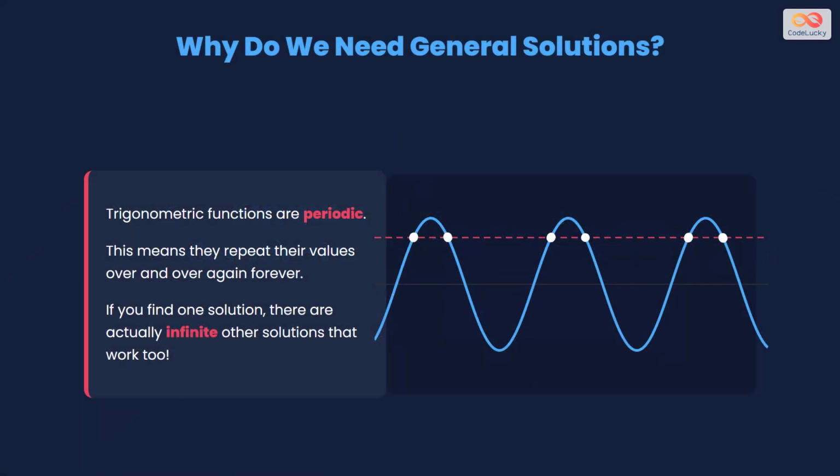So, why do we need this notation? Look at this sine wave. It doesn't just stop. It oscillates up and down forever in both directions. Because it is periodic, if you draw a line through it, that line will intersect the wave not just once, but infinite times. This means equations like sine theta equals 0.5 have infinite solutions. We need a way to capture all of them at once.